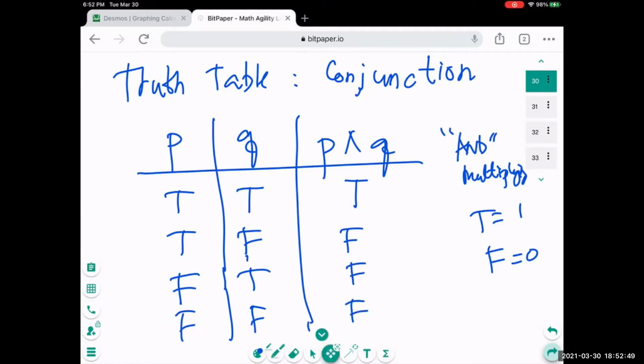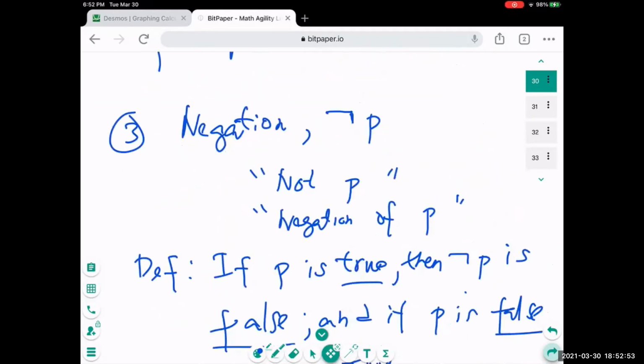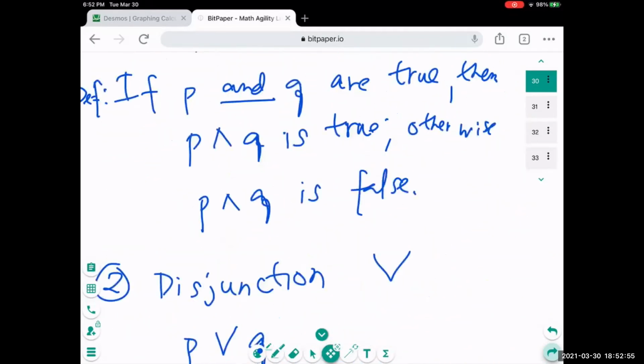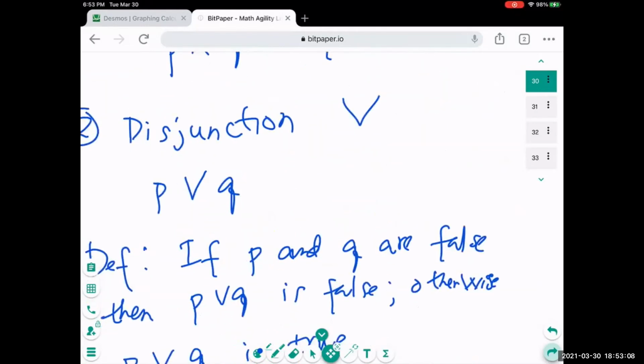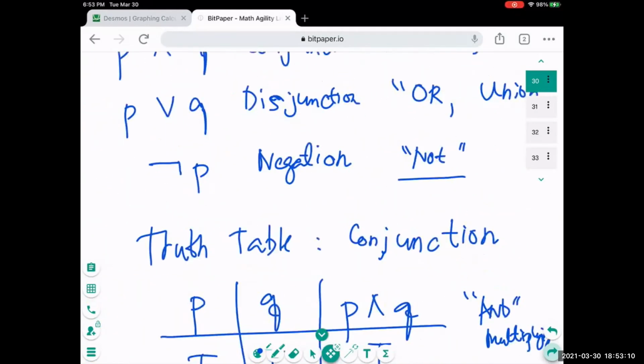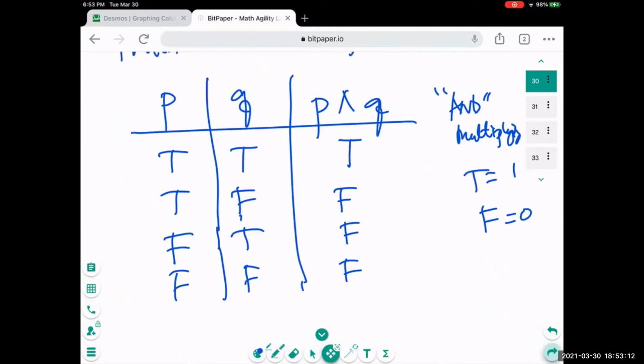If we go back to the earlier definition of conjunction, what did we say? It says, if P and Q are true, then P conjunction Q is true. Otherwise, P conjunction of Q is false. So it is true only when both P and Q are true, right? Okay, so we have derived the truth table of conjunction.